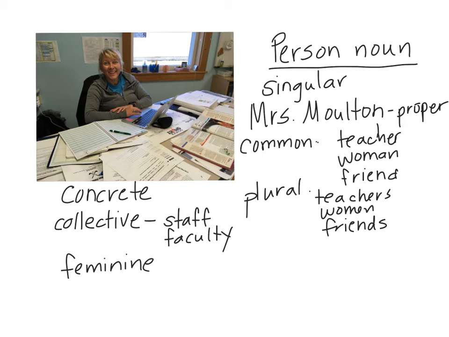So Mrs. Moulton is a singular noun. Her common name, there's all kinds: teacher, woman, friend. Her only proper name is Mrs. Moulton, and you'll notice capital, because we always capitalize proper nouns. It is a concrete noun because I can see her. She belongs to a collective noun called staff or faculty, and her gender would be feminine.